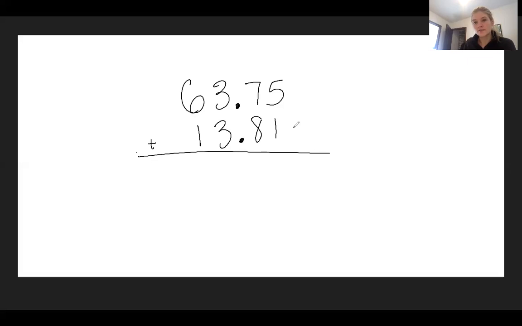All right. So hopefully you had some time to figure this out. Let's see if you get the same answer as I. So in the hundredths place, 5 plus 1 is 6. In the tenths place, we have 7 plus 8. Ooh, 7 plus 8 is 15. Put down your 5. Put down your decimal point too. Okay. Put down your 5, carry your 1.